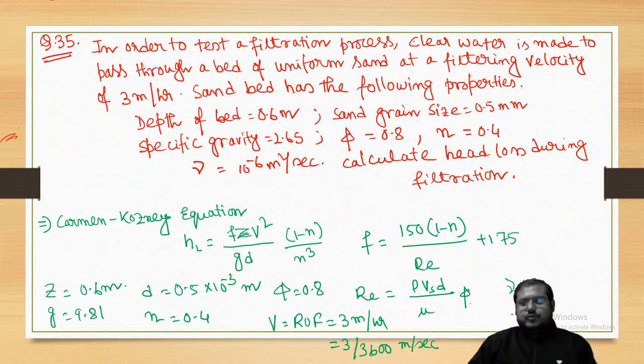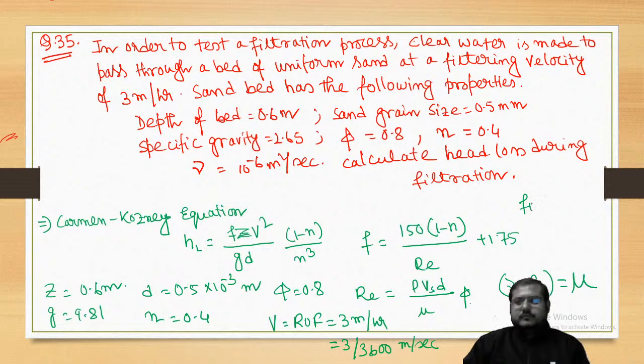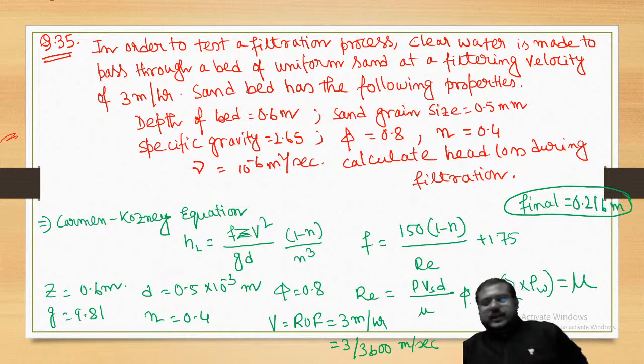Nu bar into rho w will be your mu. So I am not calculating it, just writing the final answer. Final answer will be 0.216 meter. Just put in the formula itself, so that you can understand how to solve this question. 0.216 meter will be the final answer. Okay.